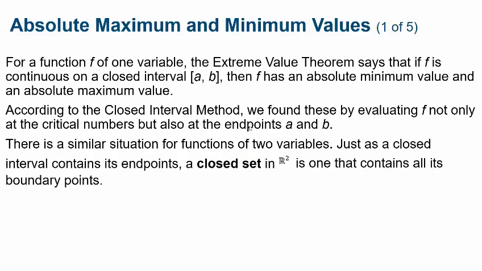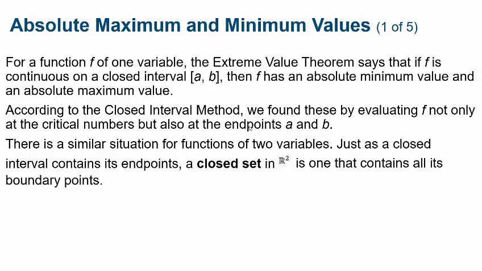All right, now let's talk about absolute maximum and minimum values. For a function f of one variable, the extreme value theorem says that if f is continuous on a closed interval [a, b], then f has an absolute minimum value and an absolute maximum value. According to the closed interval method, we found these by evaluating f not only at the critical numbers, but also at the endpoints of [a, b].